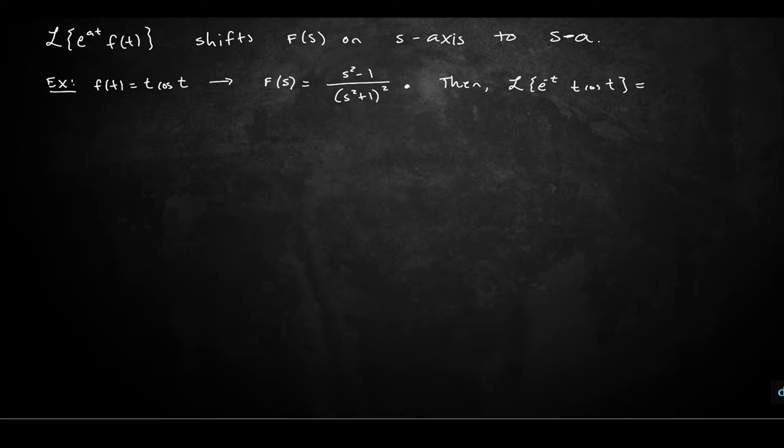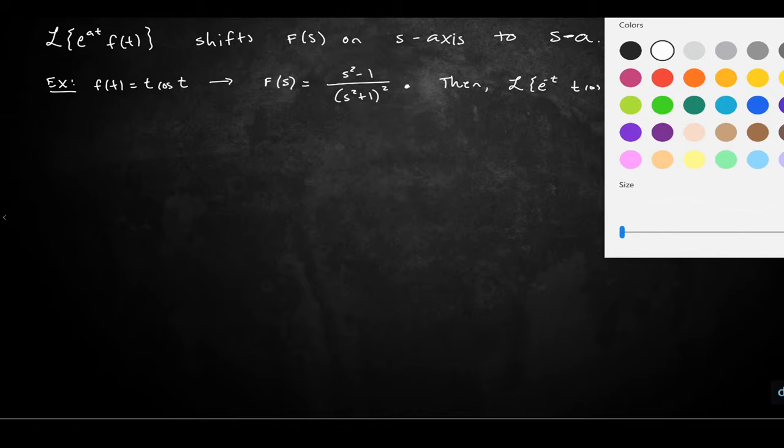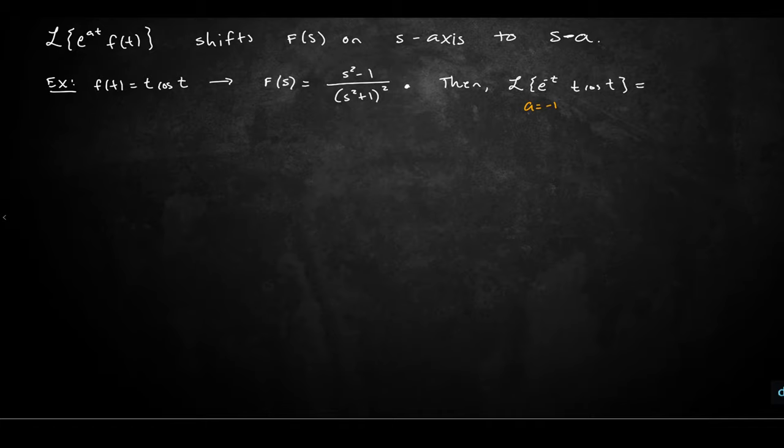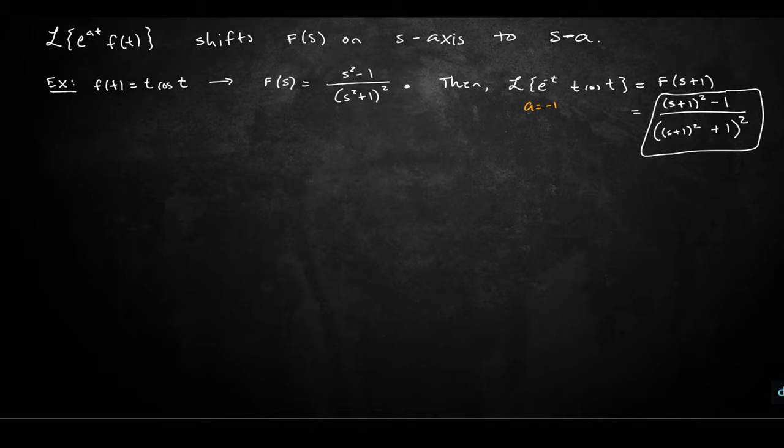would take the Laplace transform F of s, and here we have a equals negative 1. So if a is equal to negative 1, then we would shift F of s to s plus 1, so capital F of s plus 1. So basically every s in capital F of s is going to be replaced with s plus 1. So this is going to be s plus 1 squared minus 1 over parentheses s plus 1 squared plus 1 squared. So that would be the Laplace of e to the negative t times t cosine t.